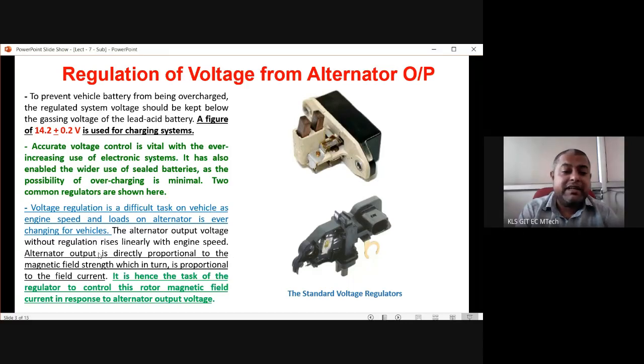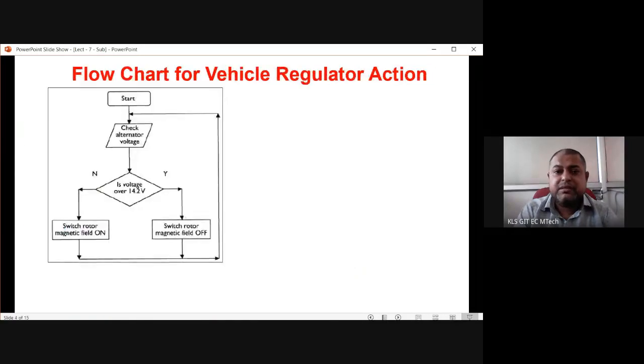It is hence the task of the regulator to control this rotor magnetic field current in response to the alternator output voltage. So if we want to control the alternator output voltage, actually we are supposed to control the magnetic field of the alternator. Again I repeat, if we want to control the actual output from the alternator, we are supposed to control the magnetic field or the field current which is flowing through the rotor of the alternator. So that is the main job.